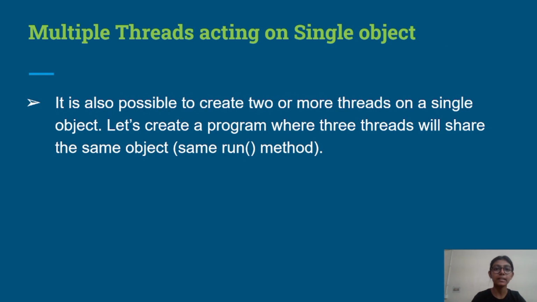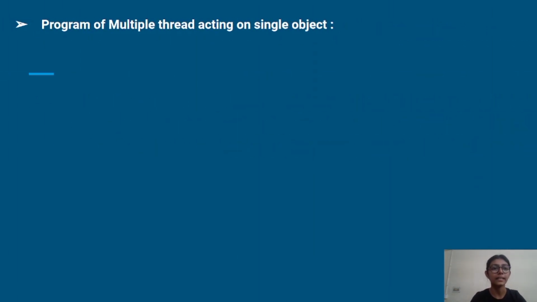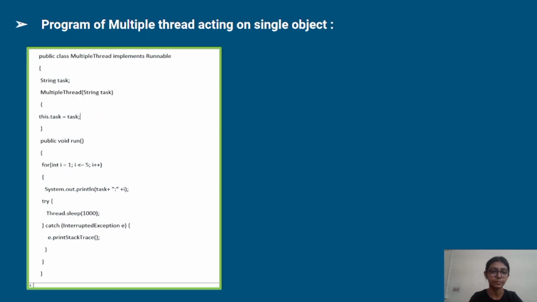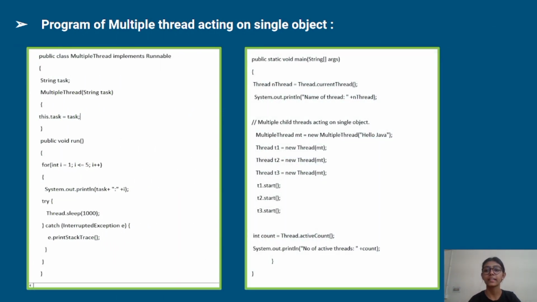Our next topic is multiple threads acting on a single object. It is also possible to create two or more threads on a single object. Let's create a program where three threads will share the same object and the same run method. Here's the example of multiple threads acting on a single object. As you can observe, three threads are sharing the same run method. That is, three threads are doing the same task. The job of all three threads is to display Hello Java 5 times. The output may be unpredictable when you run this program multiple times, but the general pattern of the output will be the same.